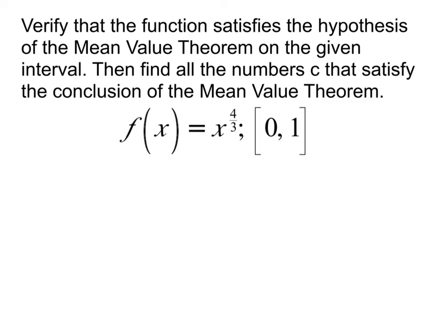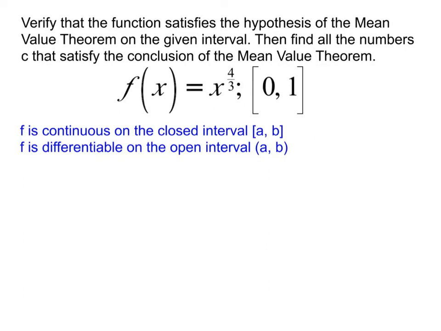In this example, you're going to first verify whether the function satisfies the hypotheses of the mean value theorem. And then if it does, then we'll find the values of C that satisfy the conclusion of the mean value theorem. So before we work it out together, write it down and try working it out on your own so that you can see how well you got a handle on this, and then we'll work it through together in a moment.